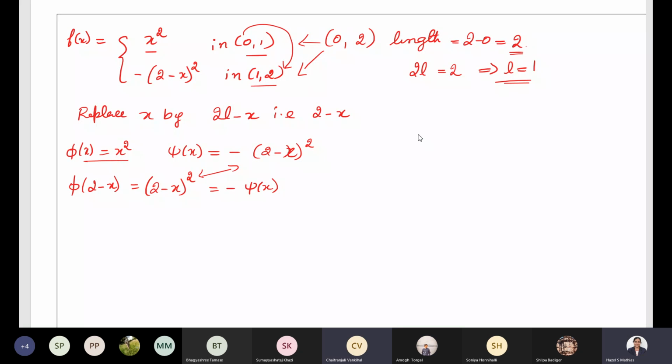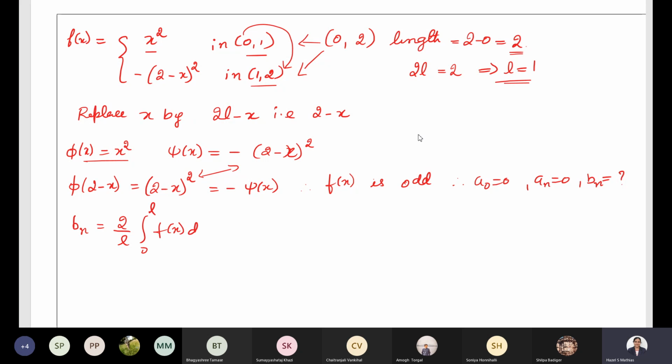Yes, ma'am. As it is negative of psi of x, we can conclude that function f of x is odd. If the function f of x is odd, a naught is also equal to 0, an also equal to 0, we need to find the value of bn. So what is the formula for bn? It's 2 by L integral 0 to L f of x into sine n pi x by L into dx. That is equal to, L value is 1, integral 0 to 1.